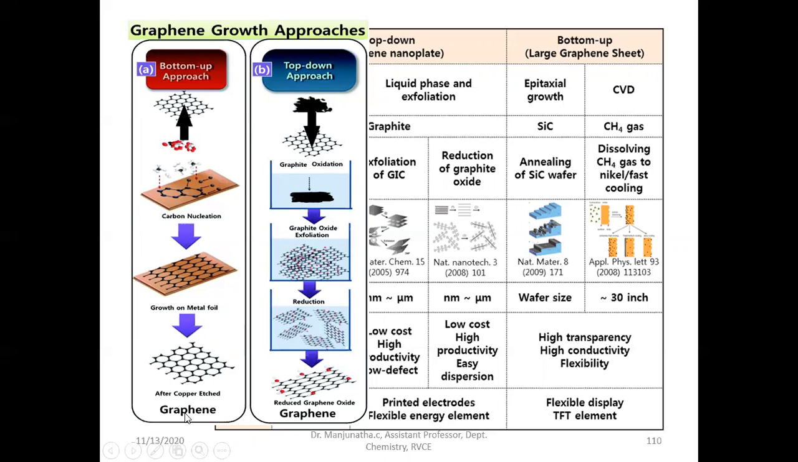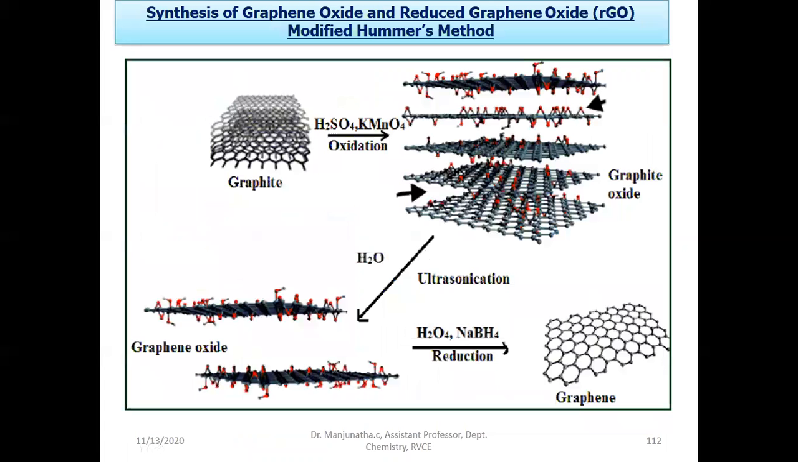In the bottom-up approach, especially in the chemical vapor deposition method, there is a substrate, and by using a hydrocarbon source, they grow carbon atoms horizontally on the substrate, and then they take this graphene sheet off the substrate, and you will get graphene. But in this video, I am focusing more on the modified Hummers method.